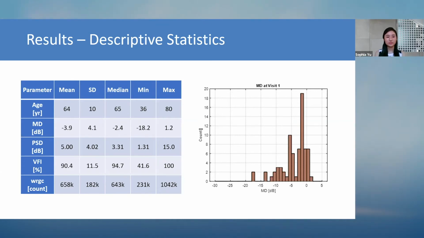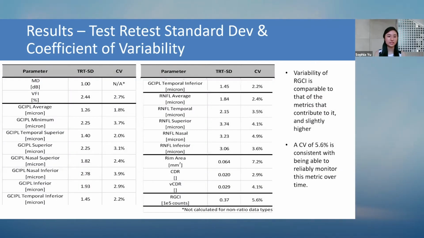The histogram shows the distribution of mean deviations, showing that we have a good distribution of early and moderate and a few severe diseased eyes. These tables show the test-retest in the first column for each possible parameter and the coefficient of variation in the next column. You can see that the CV of the Rgci index is 5.6% and is actually a little worse than for most of the individual parameters, but it is comparable to them. And 5.6% is still an acceptable number for monitoring the disease state over time.